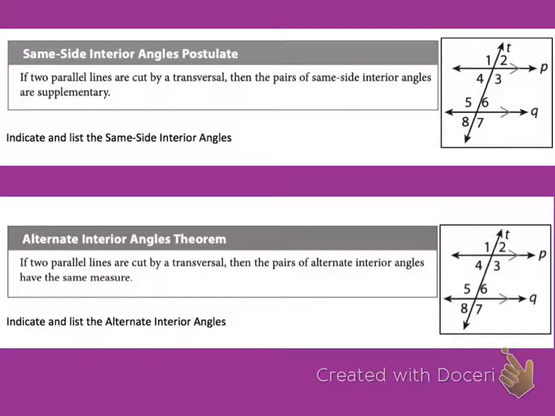So our first postulate we're going to learn is called the same side interior angles postulate. We talked about same side interior angles, and let's take a look at this drawing and see if we can identify a pair. Remember, same side of the transversal and interior to the 2 lines that are intersected by the transversal. So one of the pairs would be this one, 3, and this one, 6. Those are same side interiors.